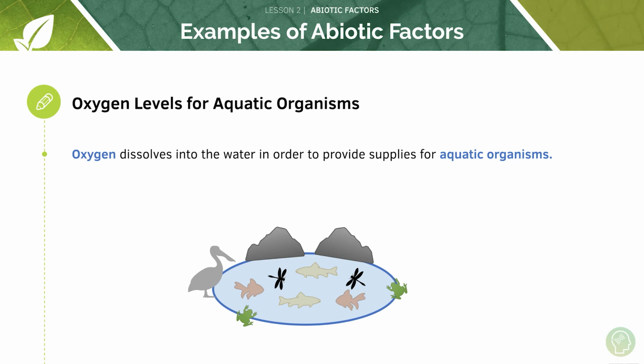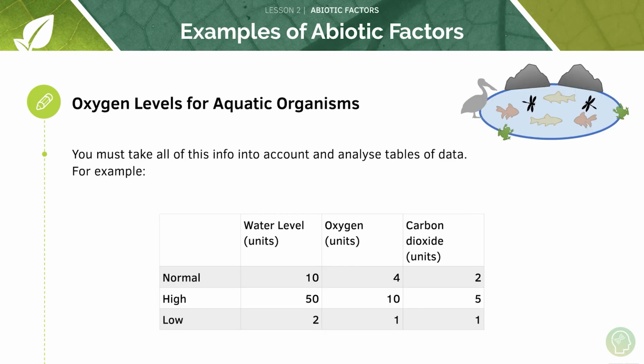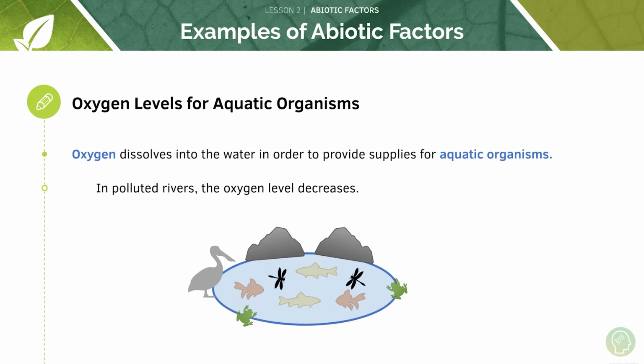Now, oxygen is also an abiotic factor. Oxygen dissolves into the water in order to provide supplies for aquatic organisms. So in polluted rivers, the oxygen level decreases. And you can see why this would be a problem, because aquatic organisms need oxygen to survive, to respire. And so this can kill many organisms. However, other organisms such as sludgeworms can thrive in these areas with lower oxygen. So again, you see the utilisation of different optimum levels of abiotic factors, in this case oxygen.